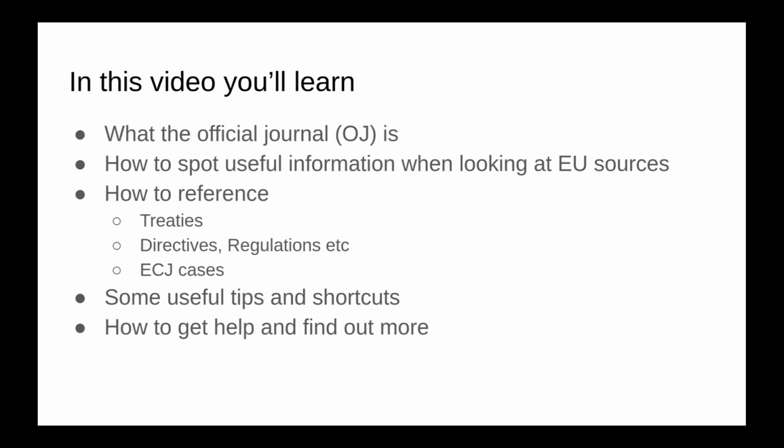We'll then look at three different types of EU material: treaties, secondary legislation, and cases from the European Court of Justice. I'll show you how to create a footnote for each of these. Finally, I'll show you how you can learn more and get further support. I'm only looking at footnotes in this video, not bibliographies. There's a separate video on how to create an OSCOLA bibliography, and you can find the link below this video.